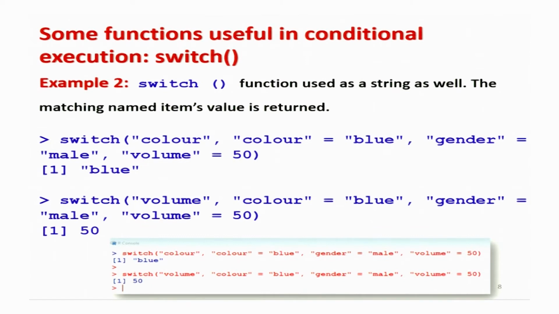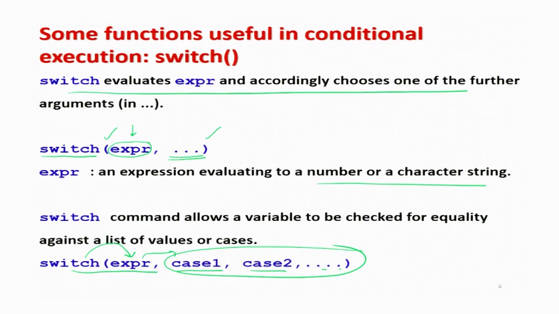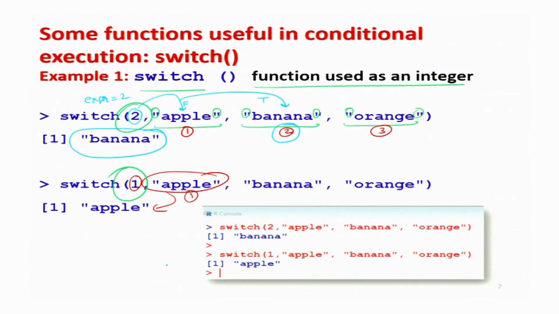So this switch function can also be used with a string as well, and the matching name will be returned in this case. So for example, I try to create here a list like this. This is the first element in my list, what we had written here as case 1. Case 1, if you remember, I had given you this idea. These are your case 1, case 2 and so on.